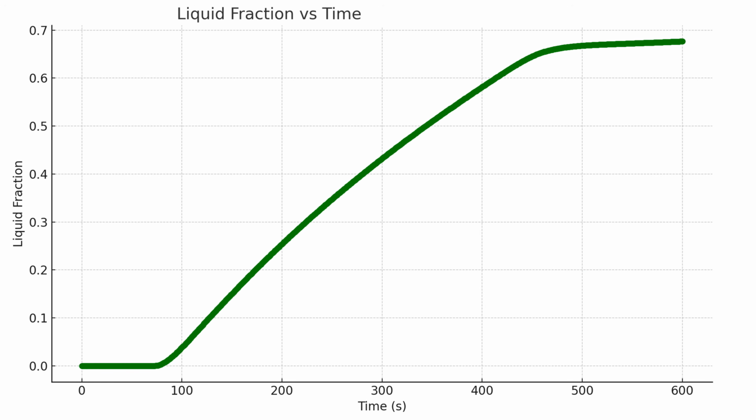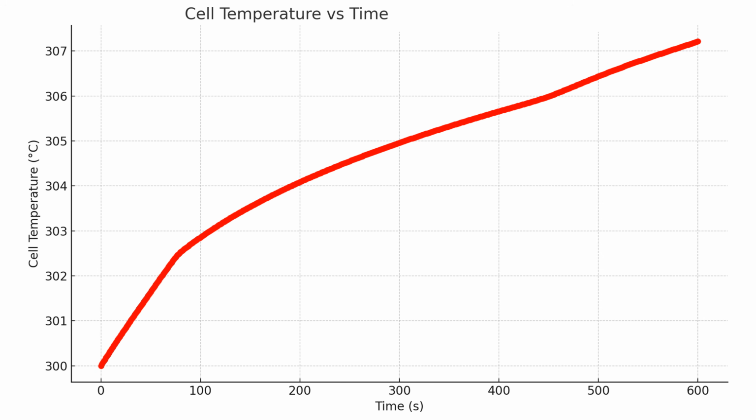The graph represents liquid fraction with respect to time. We have completed 600 seconds. For the 600 seconds, you can see initially the curve was flat, then liquid fraction increases, and again the curve becomes flat. So this represents the cell temperature with respect to time. So total around 600 seconds are completed.